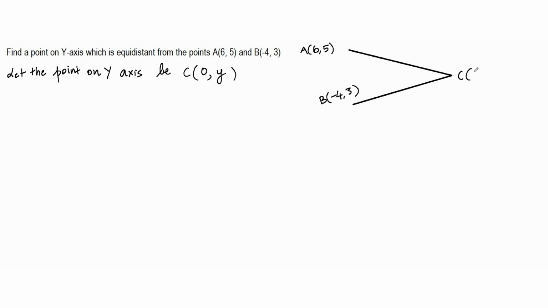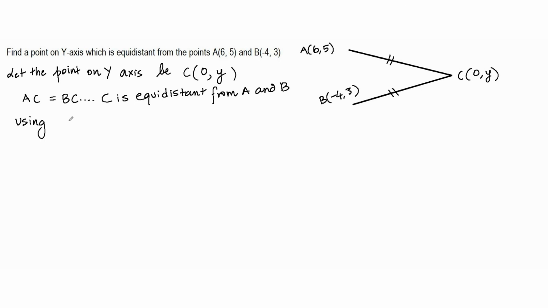and this is B of (negative 4, 3). The point C is (0, y). I know that the distance AC is equal to the distance BC. So AC is equal to BC. This is because C is equidistant from A and B. And therefore, I can now use the distance formula to frame the expression for AC.